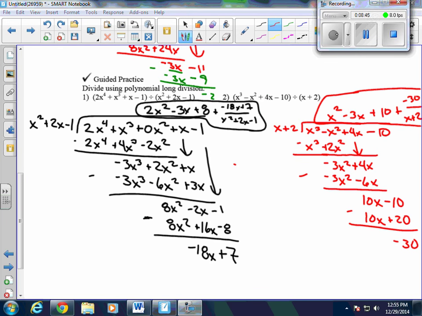And here are the answers to questions 1 and 2 in the guided practice. Again, we're using long division, and we're going to use this to factor in the next few examples. But here's how you do long division using a trinomial and a binomial.